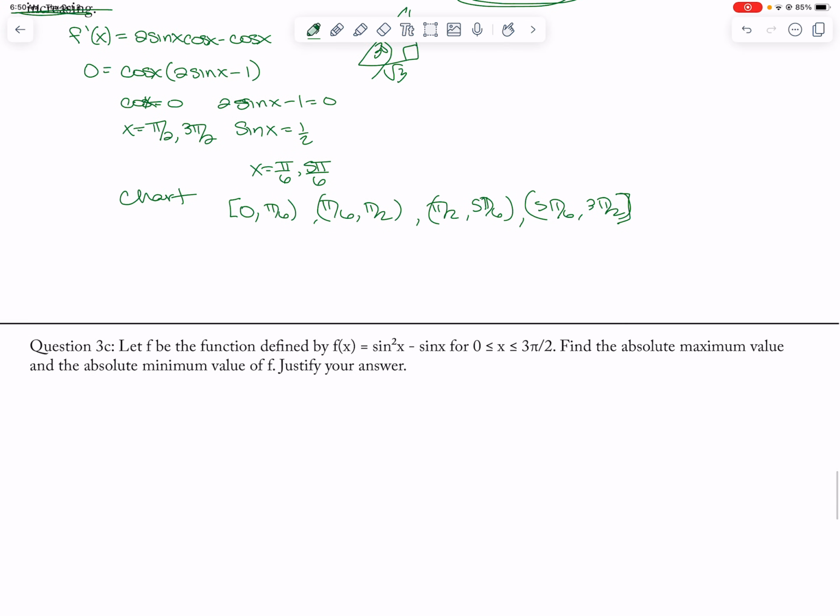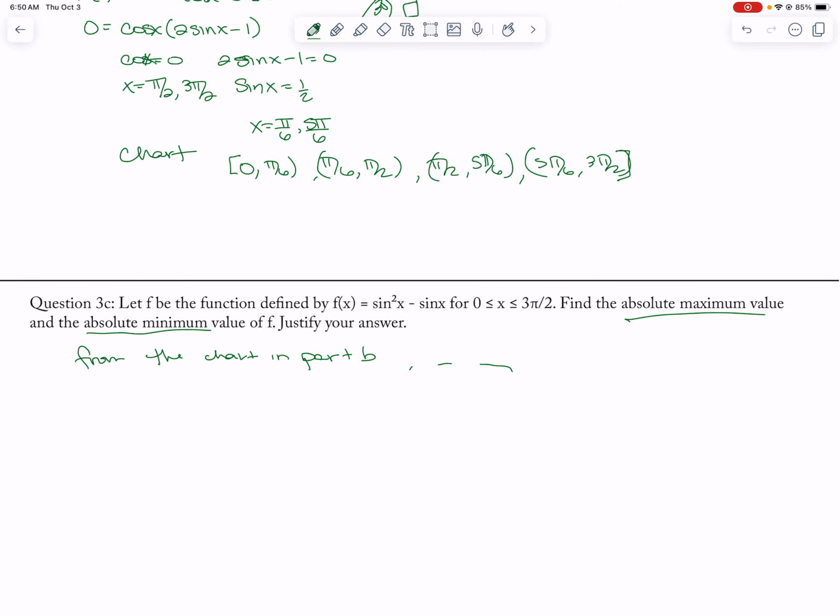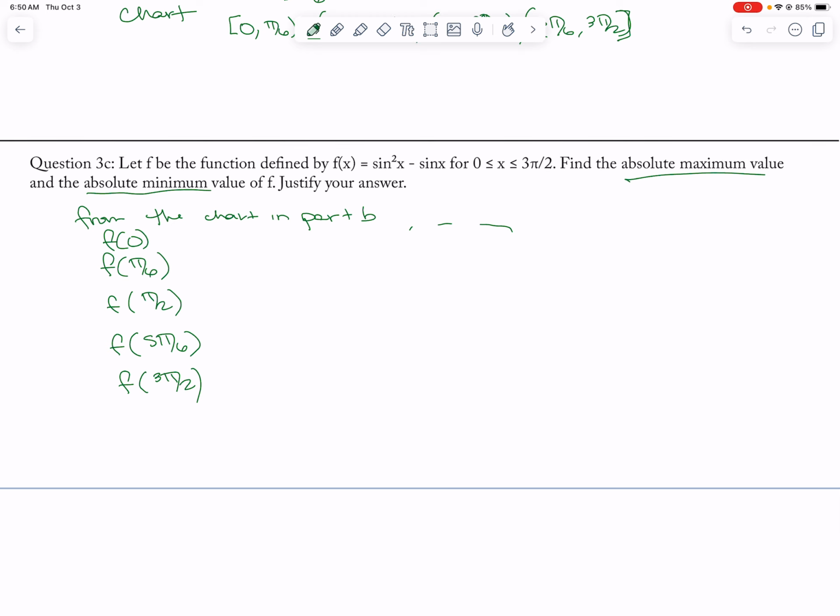Okay, absolute. So for my absolute max and min, you're going to take your chart from the chart in part B. And then you're going to find f of pi over 6, f of pi over 2, f of 5 pi over 6, f of 3 pi over 2, and that's one endpoint, so the other endpoint is 0, so f of 0. And then you'll be able to tell me what your absolute maxes and mins are. Okay, and that's it for the odd numbered questions.